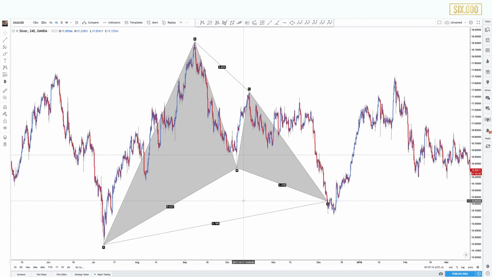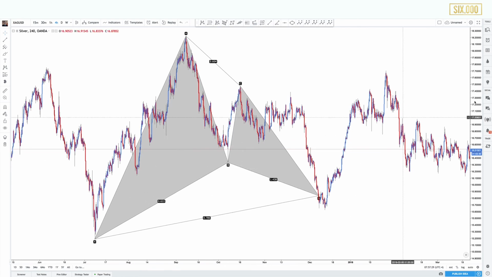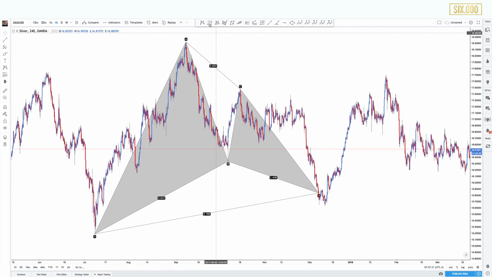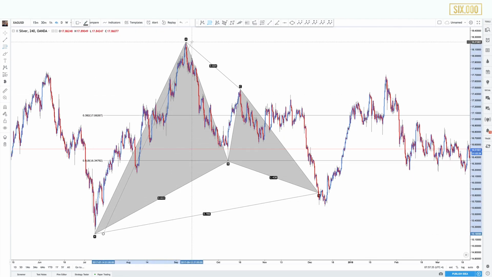The next trading opportunity we're looking at is silver on the 4-hour chart. We've got a bullish Gartley. You can see we've got the 618 B point. Just below the 618, we've got a 0.786 X to A. And we don't need to measure from X to A with the stop loss, but I'm just going to do it to highlight what we're actually looking at here.